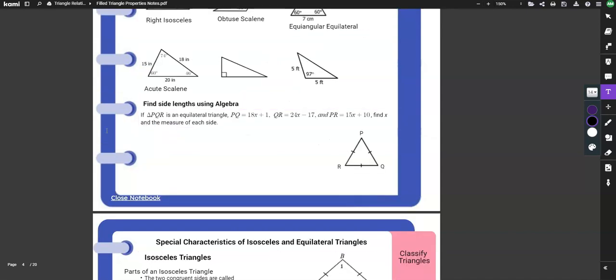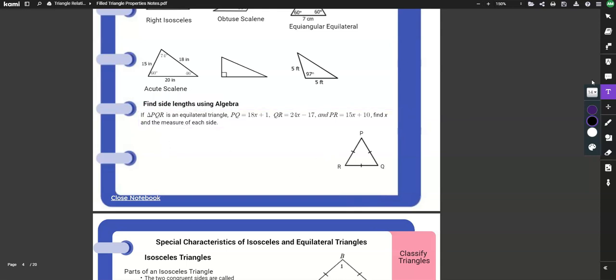All right, so we're going to do one example of using algebra to find a missing side length. It says if triangle PQR is an equilateral triangle, meaning all 3 sides are congruent, and PQ is 18x plus 1, QR is 24x minus 17, and PR is 15x plus 10. They want us to find x and the length of each side.